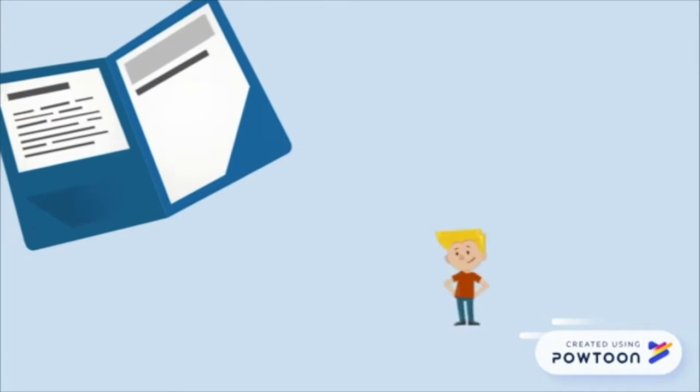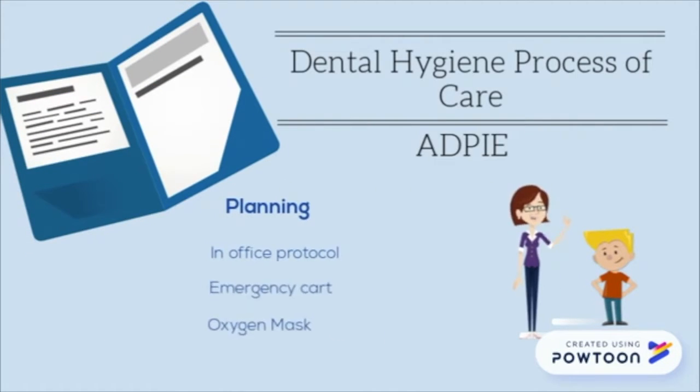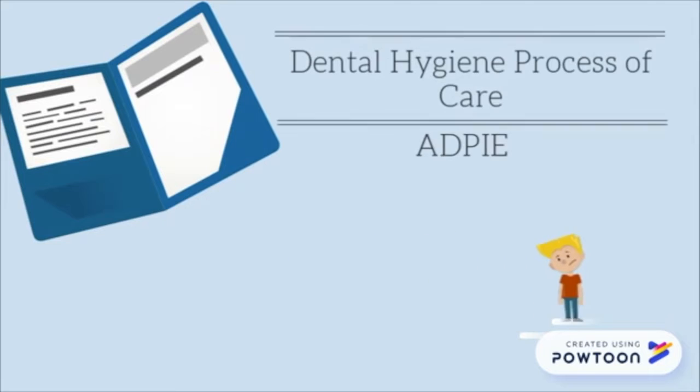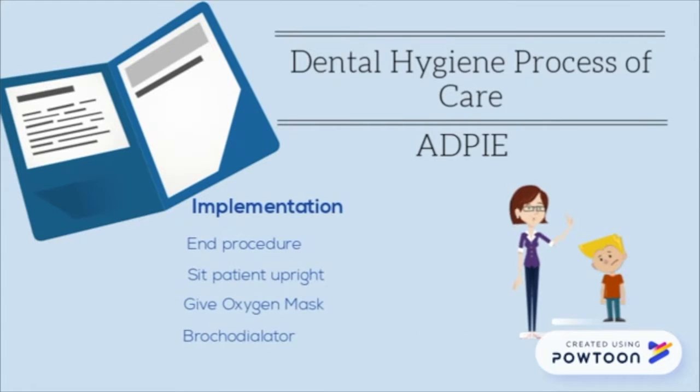Planning. Instruct patient to bring inhalers with them in order to prevent the emergency, or follow the in-office protocol and have an emergency cart or oxygen tank nearby. Implementation. End dental procedure immediately. Place the patient in an upright position. Give patient a full oxygen mask, and administer a bronchodilator such as beta 2 receptor agonist every 15 minutes.